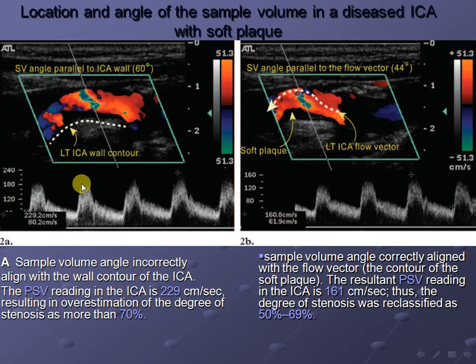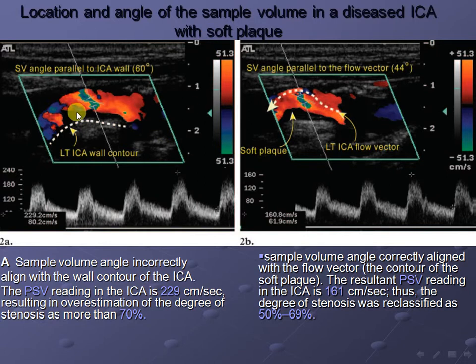Get it? 229 is peak systolic velocity. Here is the angle. How much? 60. Now 60. Now 44. So 44, 45, it's accepted. In both types, they are accepted. But you should put it parallel to the direction of the blood flow.